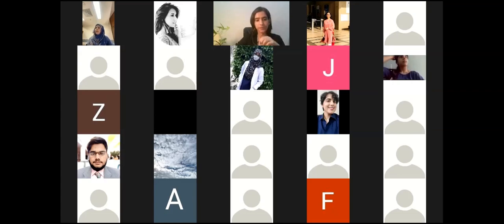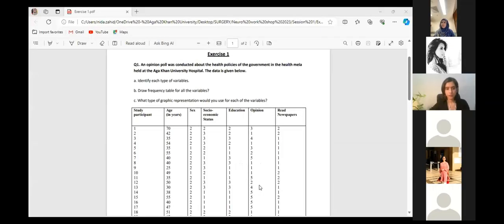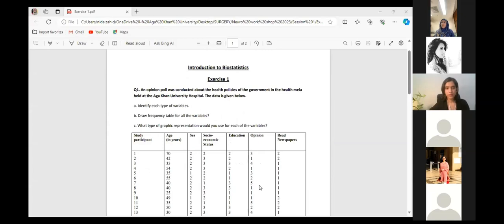Okay, that's great. So I will open the exercise. I think there are a few questions, and now I want you guys to answer these questions, right? An opinion poll was conducted about health policies of the government in Health Mela held at Aachen University. The data is given below.